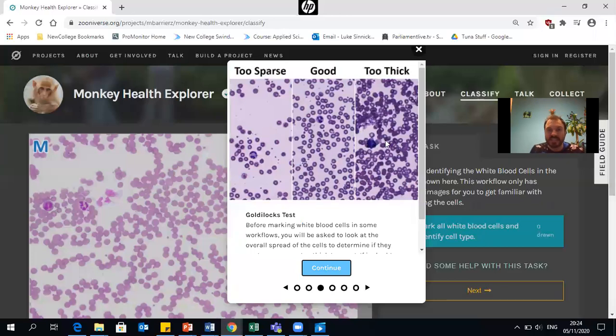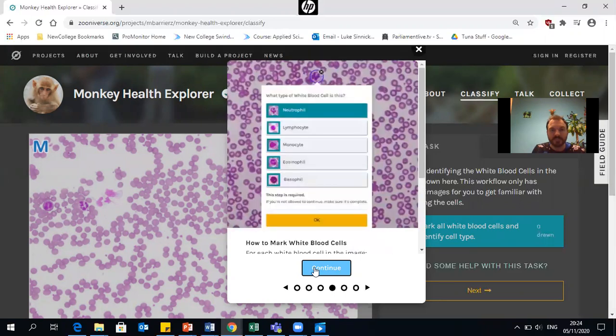And it also then goes through what they would like you to do in the task. One of which, first of all, is just to determine whether there's enough cells for you to be able to use the sample for. What this task is doing is asking you to try and identify the white blood cells and to have a go at identifying what type of white blood cells they are.